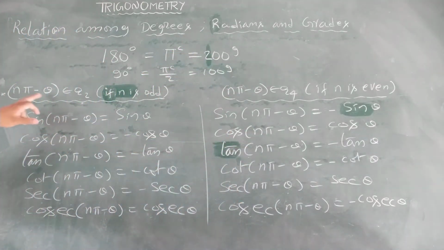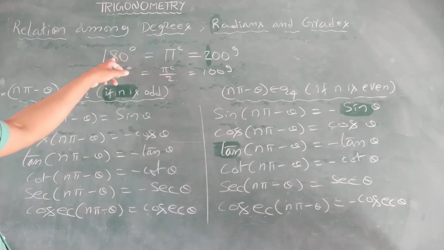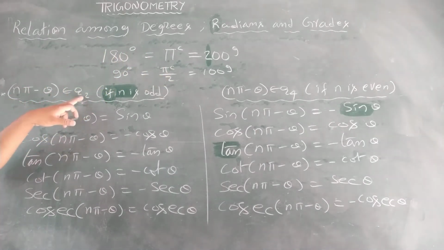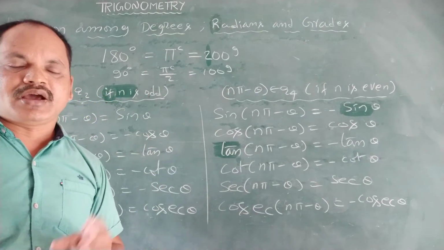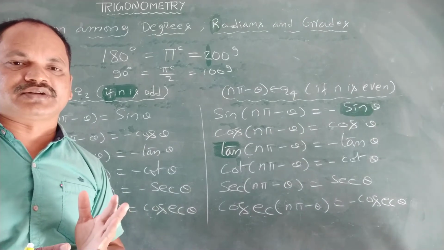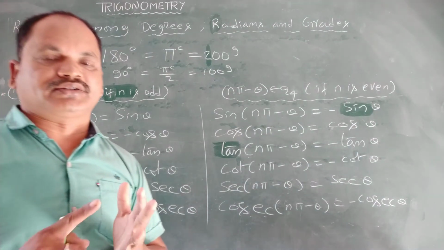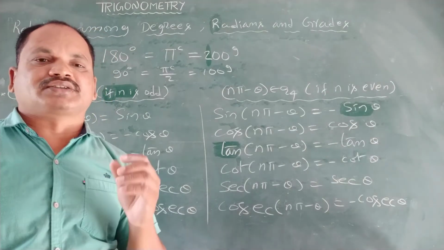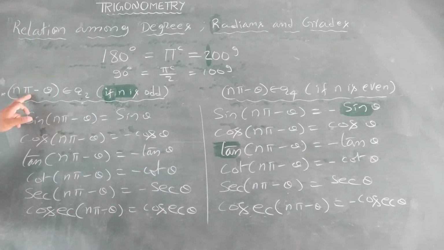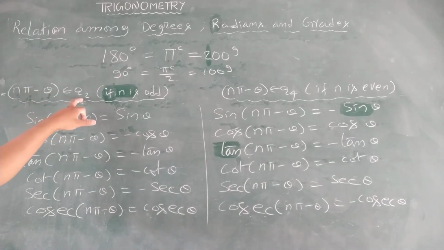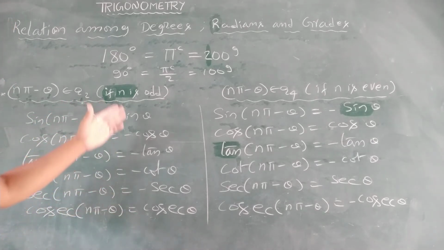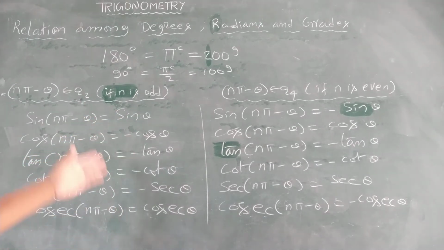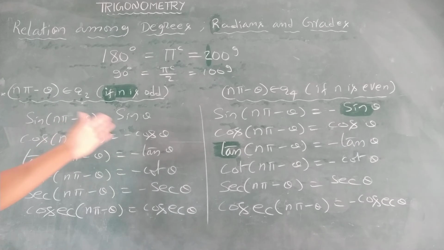Now, n pi means pi radians is 180. So n pi minus theta belongs to Q2 if n is odd. That means every odd number is taken as 1. What are the odd numbers? Odd natural numbers: 1, 3, 5, 7, like that. So 1 into pi, pi is nothing but 180, so 180 minus theta. Which quadrant does 180 minus theta belong to? Second quadrant. In the second quadrant, sine and cosecant are positive, and the rest of the functions are negative. Since in case of 180, the same function will be there.